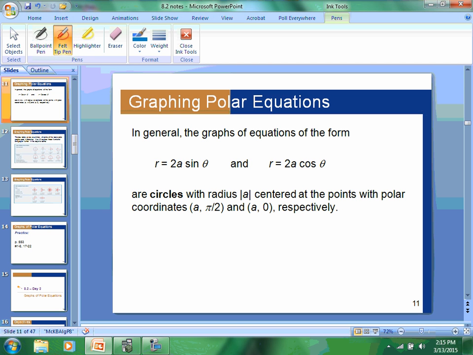Now, when we're dealing with our graphs for sine and cosine, normally if you have some number times the sine of theta or some number times the cosine of theta, they're going to get you a circle when you graph them. So the radius will be the absolute value of a, and then the center will be a and then pi over 2, or a and then 0.